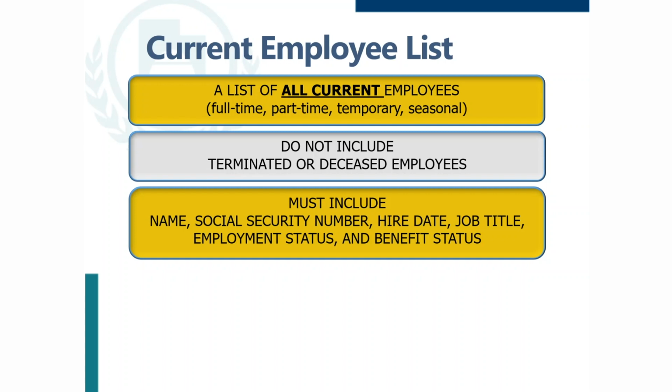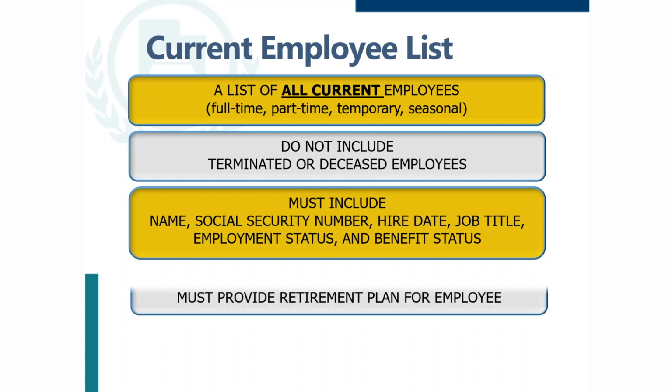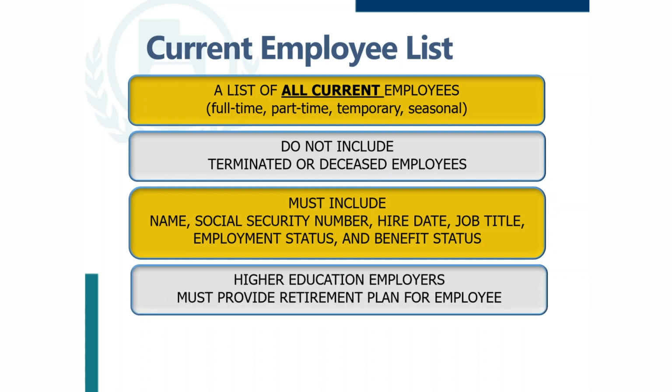When you provide us that list, please make sure you have a column for the name, the social security number, the hire date, their job title, their employment status, and their benefit status, and we're going to talk about this. If you are a higher ed employer, we need you to also provide a column that tells us which retirement plan they are in. If you are a school district, we need you to also include whether or not that employee works in multiple positions.